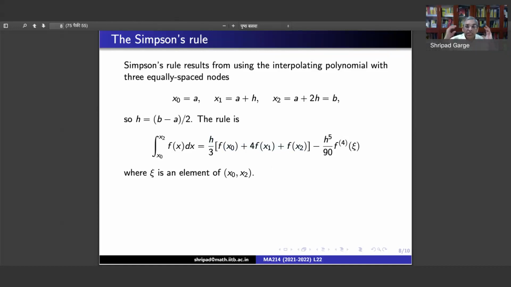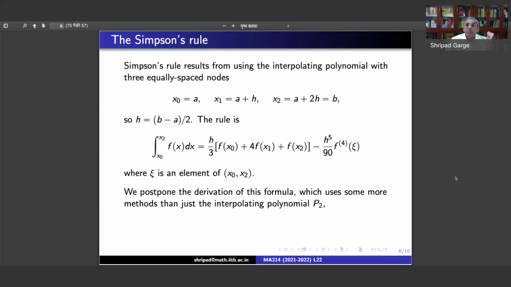So if you just use the interpolating polynomial and compute the integral of the error term, it will give you h power 4. But we have to tweak that method and get this slightly better formula, and that tweaking is somewhat non-trivial. So we will postpone the derivation of this formula. We will not derive it right away in this current lecture, maybe sometime later, because it's going to use some more methods than just interpolating the polynomial P2. Maybe I'll just tell you verbally what it is going to do.